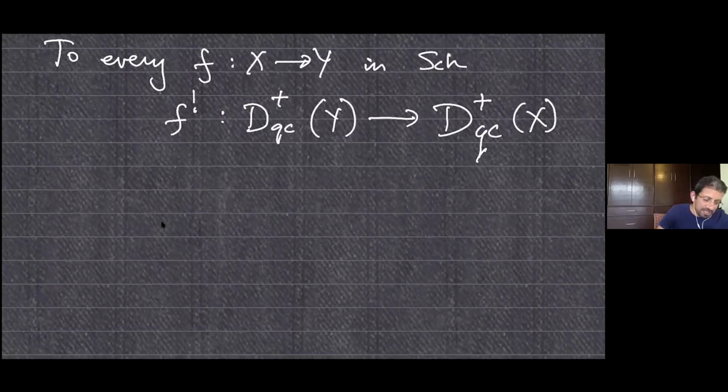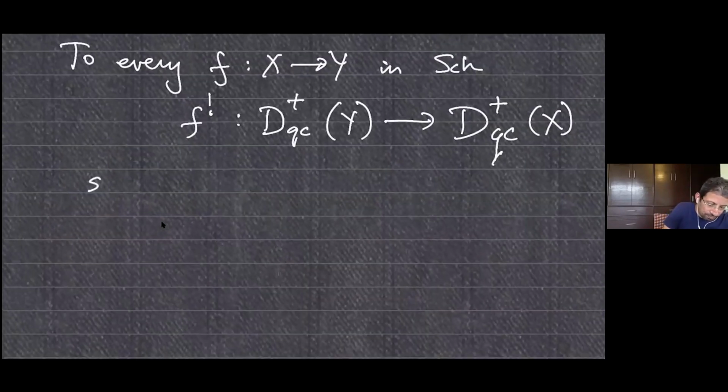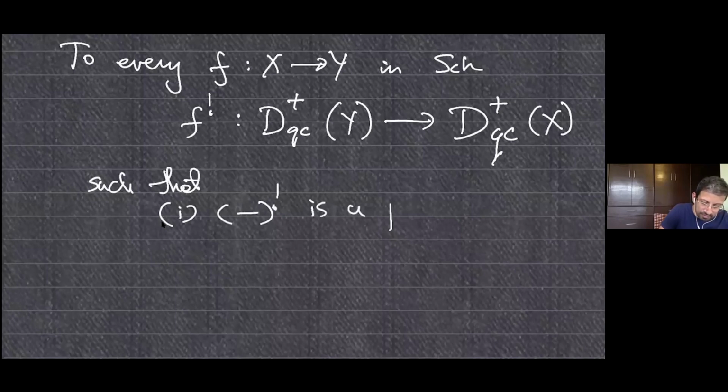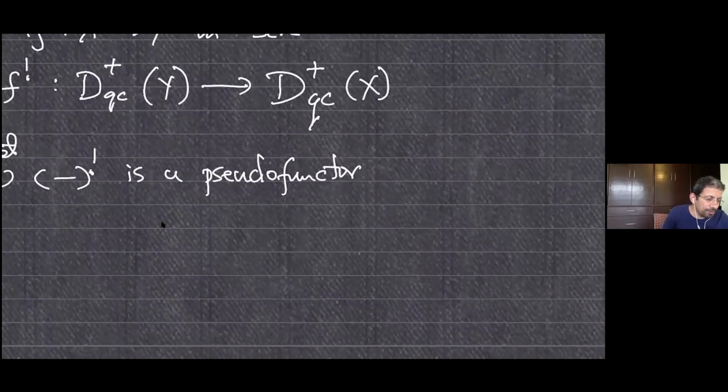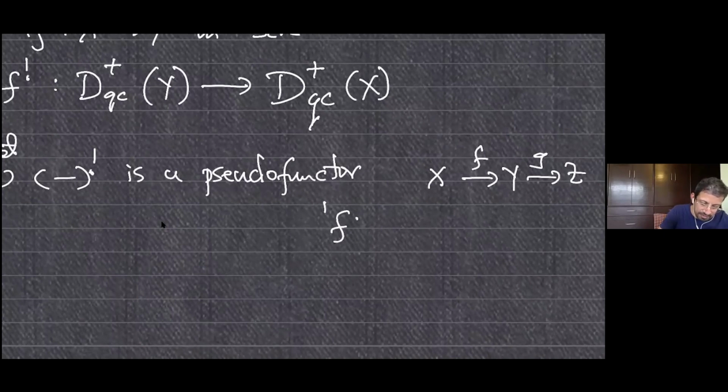So f shriek is such that, first, this shriek is a pseudo functor. This is a basic principle that we used above in the proof, that one should be able to compose what happens for two maps. So for example, if I have X to Y to Z, with f and g, then (gf) shriek should be, sorry, the other way, I take f shriek g shriek.